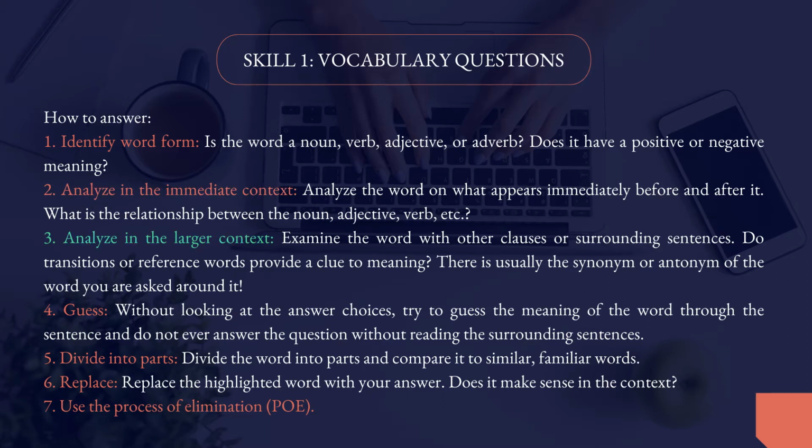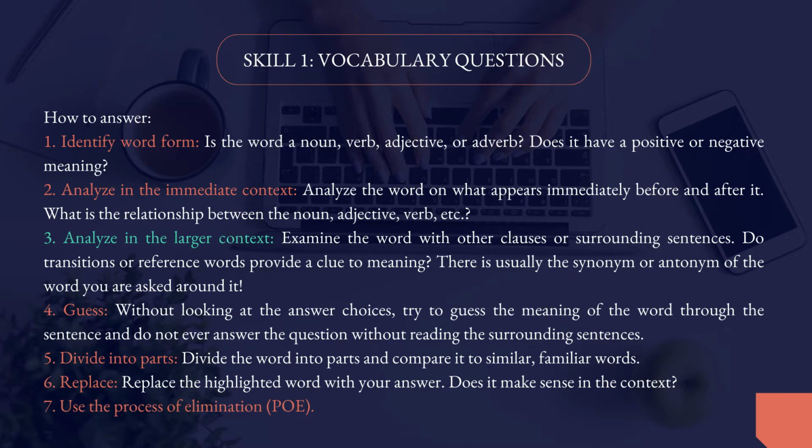Number 3, analyze the word in the larger context. This is partly part 2, but there's an important part here. There is usually, but not always, a synonym or antonym. Synonym means a word that has a similar meaning, and antonym means a word that has the opposite meaning, of the word that you're asked about. Let me repeat that. There is usually a synonym or antonym of the word you're looking for around it. We will see it in the examples.